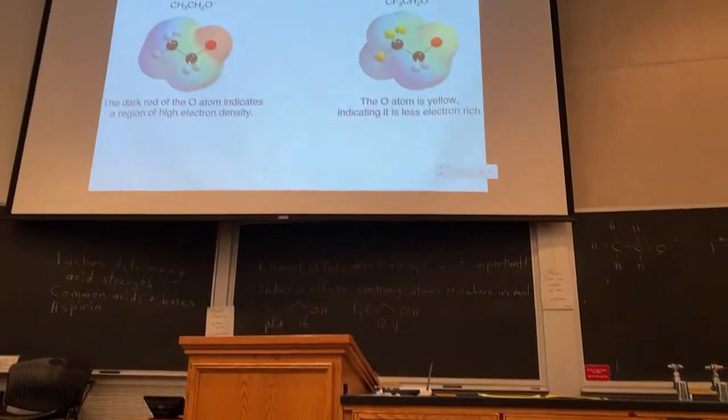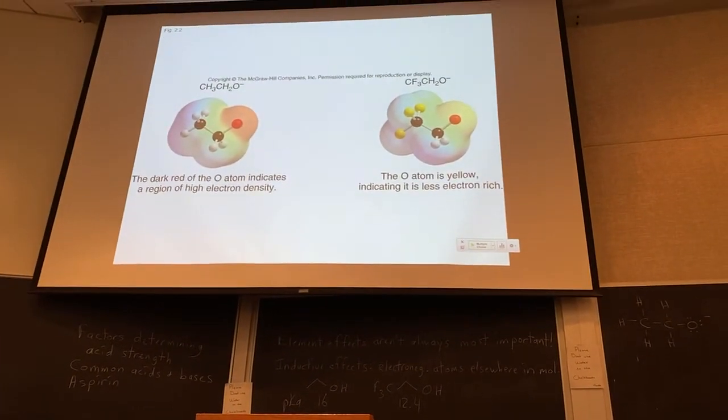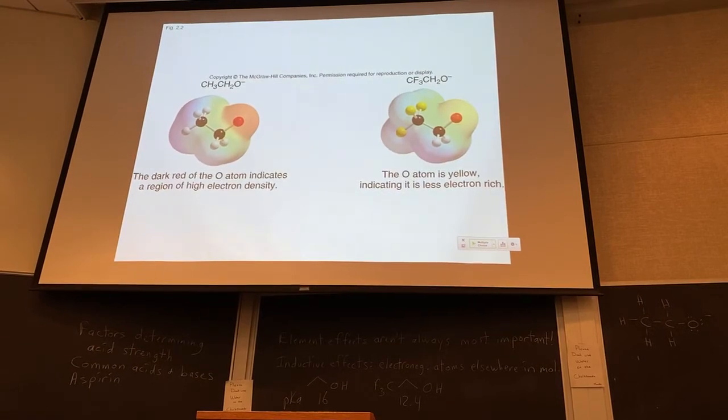So we have electrostatic potential maps here of these 2 conjugate bases. And we see yellow color in trifluoroethoxide as opposed to the red color. There's a hint of red here. But that yellowish color means that this oxygen atom is less electron rich than the oxygen in ethoxide. And that is due to induction delocalizing that negative charge. And that's due to the electronegative fluorines pulling on the electrons through the sigma bonds connecting it to the oxygen. So inductive effects are manifested through sigma bonds.